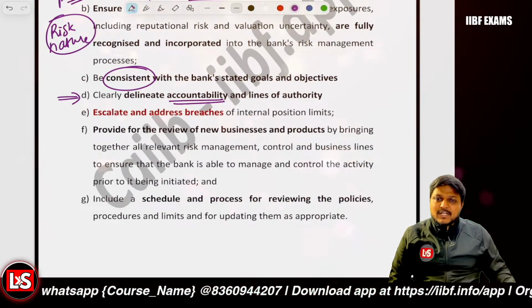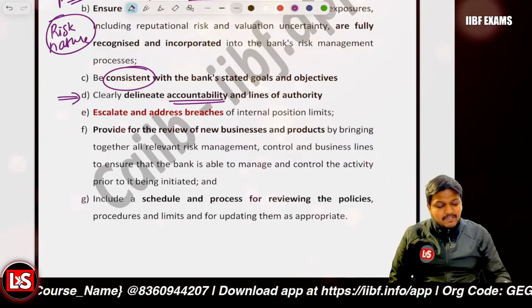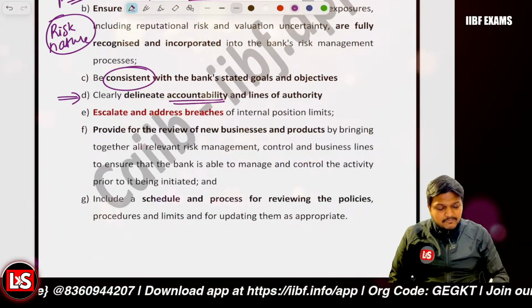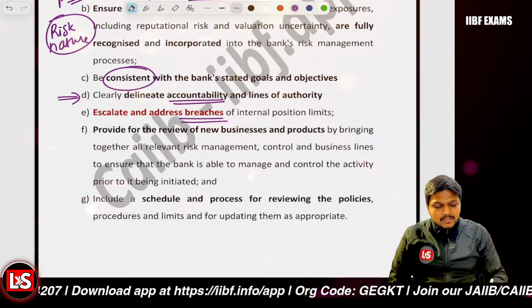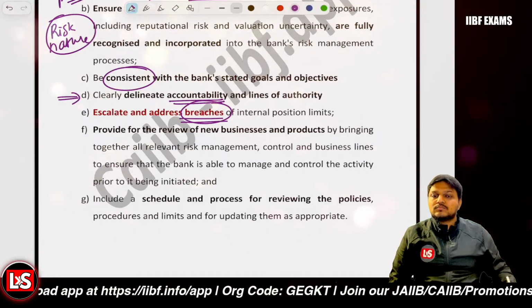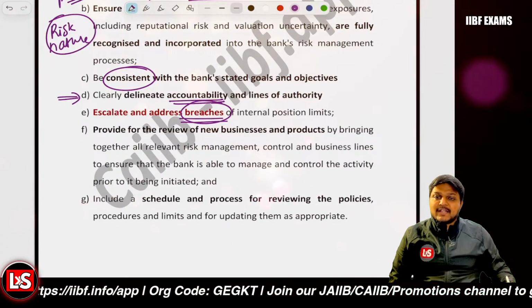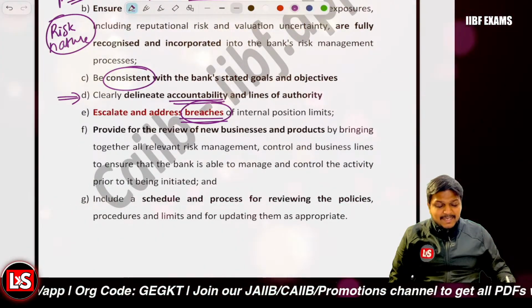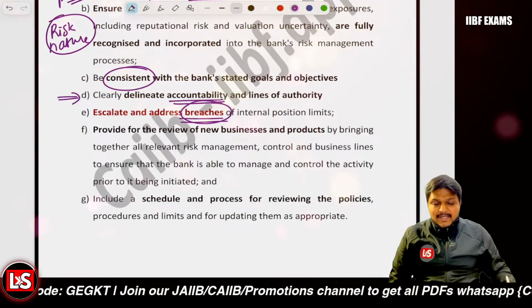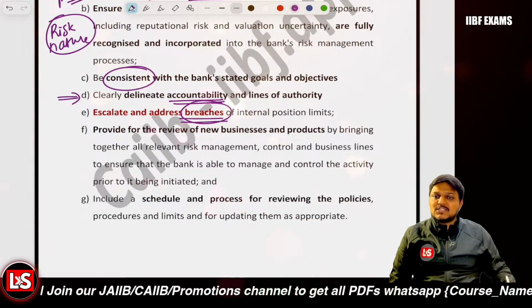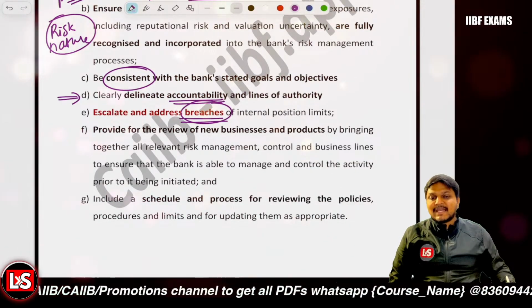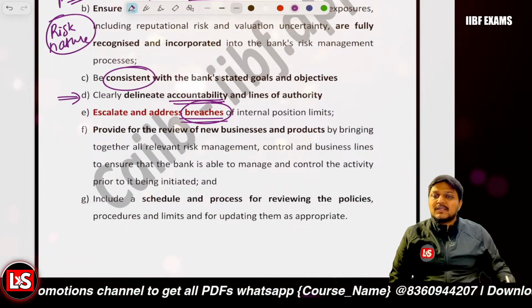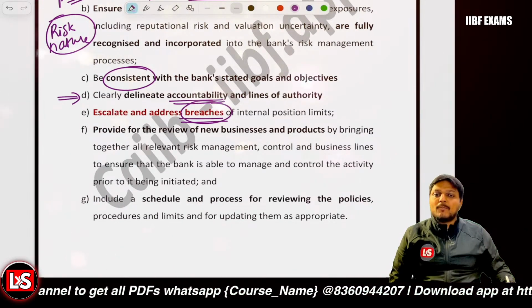Further, it's related to internal limits. If there were any internal limits which were breached, that should be properly looked into. Those should be properly detected, and the issue must be escalated promptly. It's not that the limit is there, it's breached and nothing is done. If there is any breach, that should be detected and escalated promptly, right?